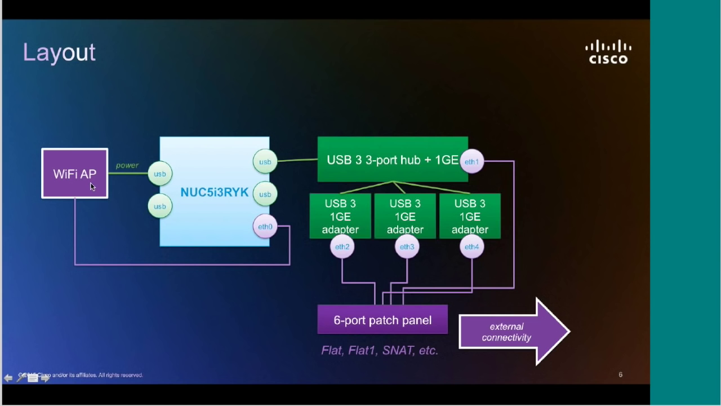The Wi-Fi access point is very compact. It takes USB bus power, so it doesn't need its own AC brick. So really this whole setup just needs one wall connection for power.